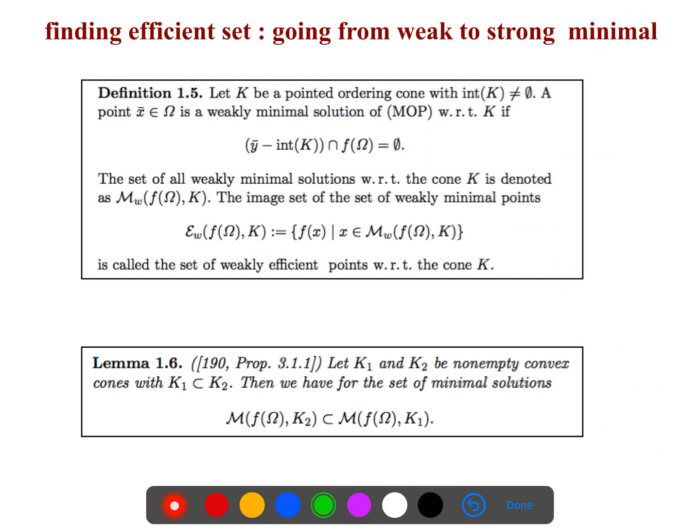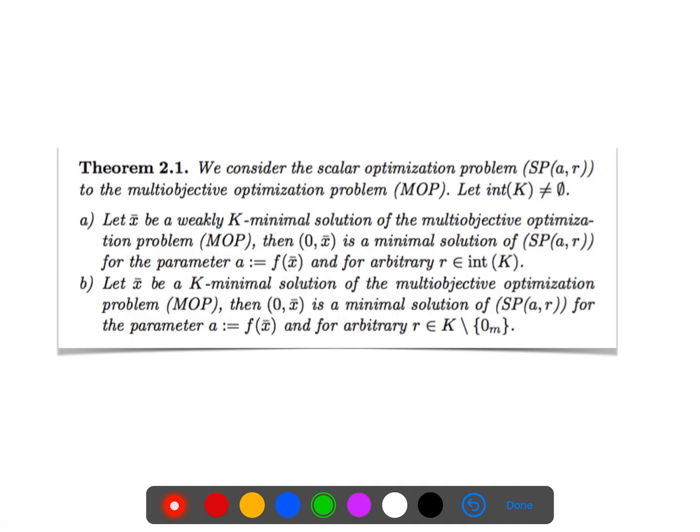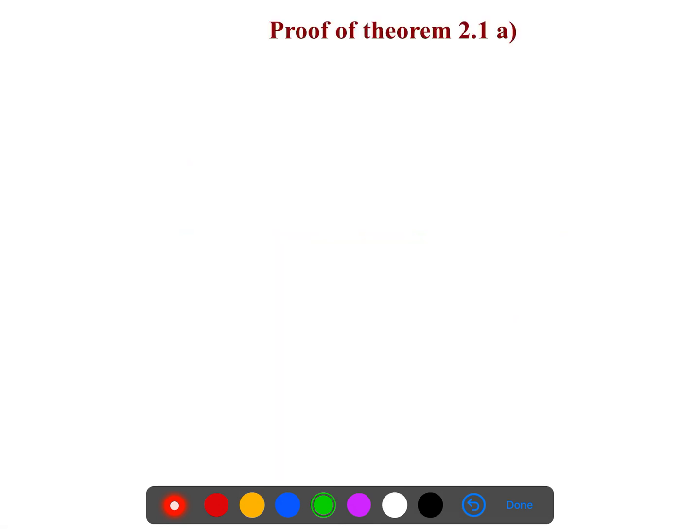And so there is an efficient frontier here, the image of some points that are, for example, W stands for weak. So we have weak, and if we don't mention that, then it is not weak. So we consider the scalar optimization problem, and I want to prove the first one. For example, I want to prove that if the interior of K of your cone is not empty, then if x bar is a weakly K-minimal solution of multi-objective optimization, then 0 is a minimal solution of SP, if we just choose A.